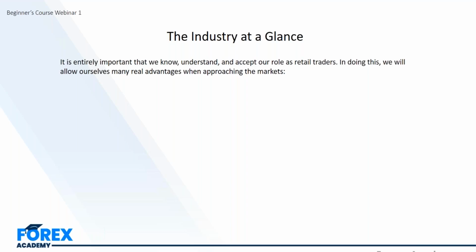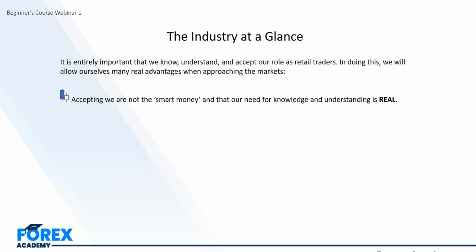Our role as retail traders, and we'll look at the industry at a glance, helps us understand how we can approach the markets and gives us many real advantages when doing so. One such advantage would be accepting we are not the smart money and that our need for knowledge and understanding is real. That brings us back to education, one of our personal agendas in studying the financial markets. The need for education is real. We're retail traders. We are at this moment at a disadvantage, and we're looking to find possibly an edge. Bringing us on to the second point, that competition is strong, and we do not yet have a trading edge.